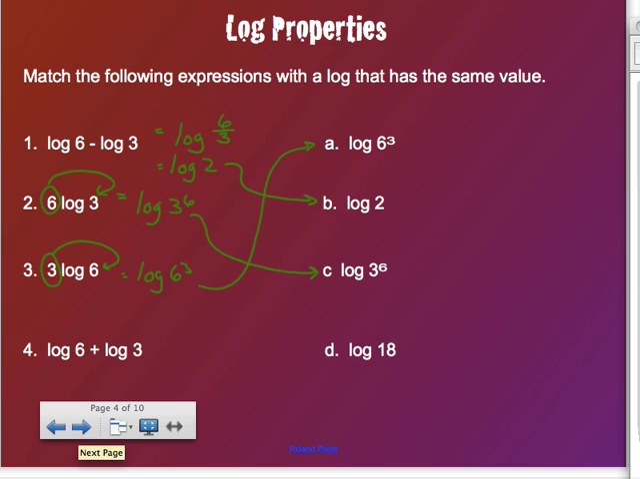Let's check it out. If there's a plus sign, if they're split apart with a plus in the middle, that really means multiplication on the inside. So I really have log base 10 of 6 times 3, which I think is log of 18, which sure enough is B.